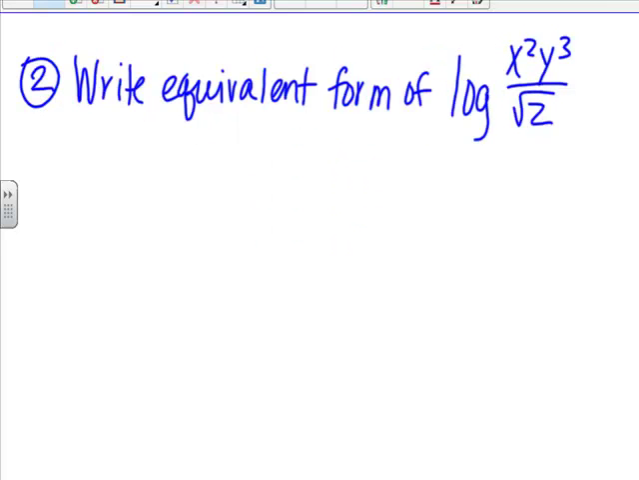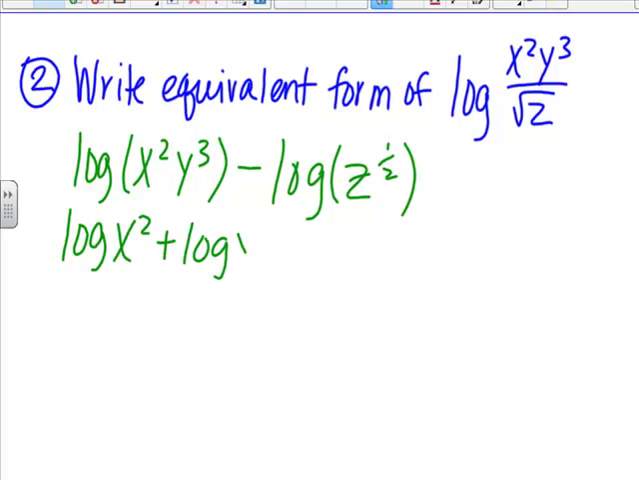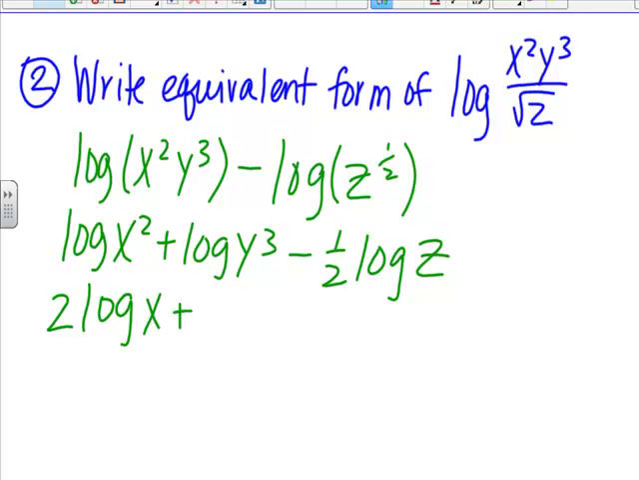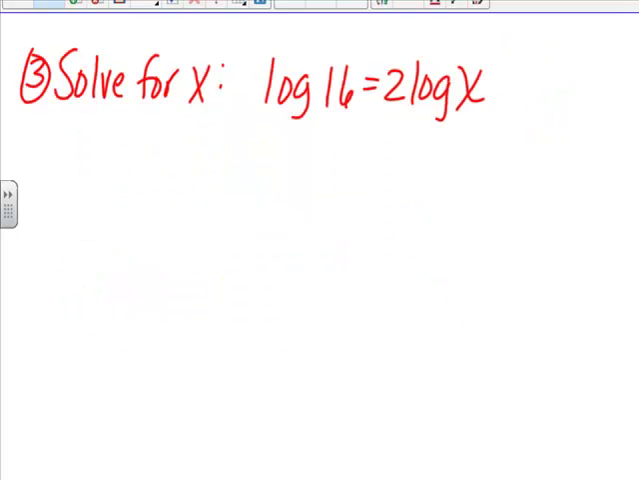Okay, number 2, write the equivalent form. Basically, this is one of those problems where I need to break this thing all apart. When I see division, if I want to write that into two logarithms, I'm going to use subtraction, and since I know where I'm headed, I'm going to rewrite this radical z as z to the half power. Now when I see the multiplication here, I'm going to break that up as addition, and bring that power down in front of the z, and then grand finale, I'm going to bring my exponents in front of these. This is basically showing that you understand the laws of logarithms.